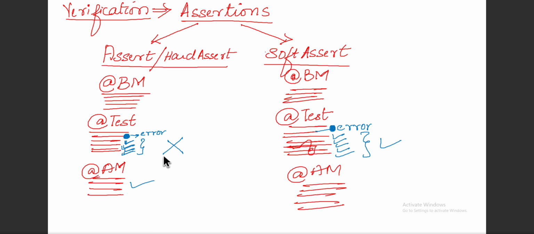Understand what happens in assert here. If there is an error, other lines of the code do not get executed. But here, if there is an error also, all the lines of the code will get executed. At the end of the program, it will tell where exactly the mistake is. Let me repeat again: if there is an error also, it will execute the other lines of the code, but at the end of the program, it will tell you where the mistake is. Understood?